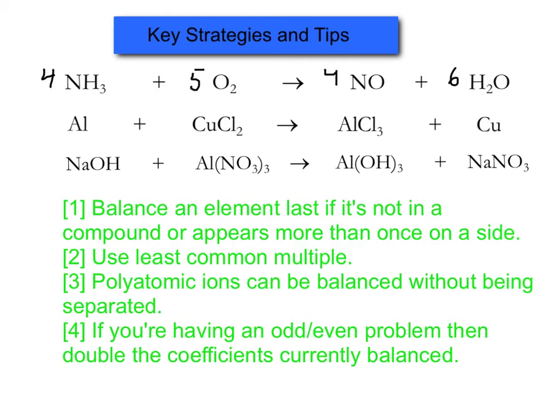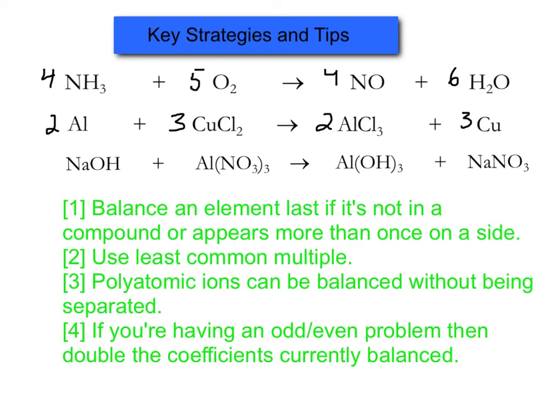Now that this one's finished, let's move on to the next one. I can see here that aluminum is by itself and copper is by itself, so those are excellent elements to save to the end. So I'll work on the chlorines, and with the chlorines I notice that I'll have to use least common multiple. I have 2 on the left and 3 on the right, so that'll give me 3 and 2 to get myself up to 6 chlorines on both sides. Then, since I messed up the coppers by now having 3 coppers on the left and only 1 copper on the right, I'll have to put a coefficient of 3 in front of copper, and on the other side I'll have to put a coefficient of 2 in front of the aluminum to balance off the aluminums. And then that one's finished.